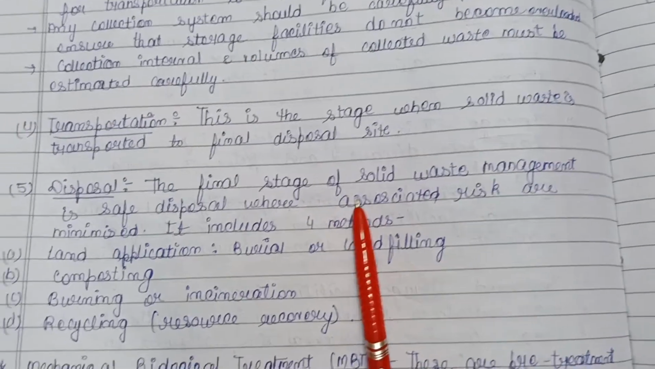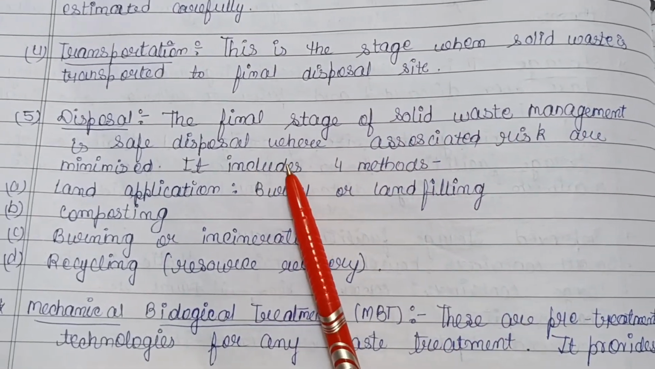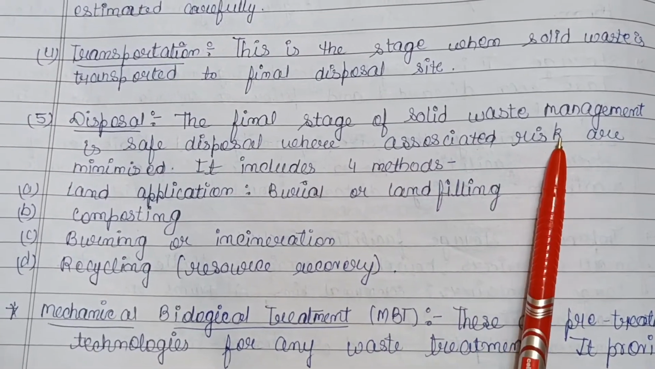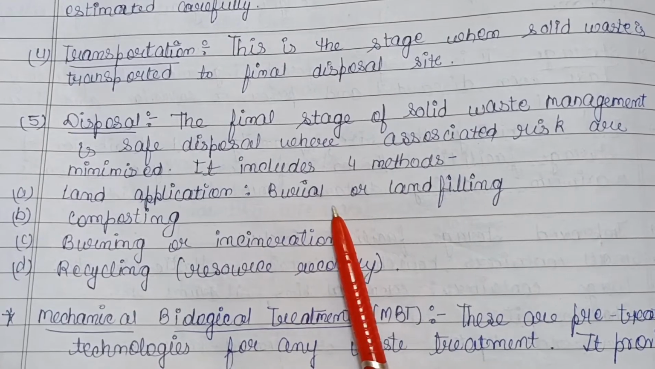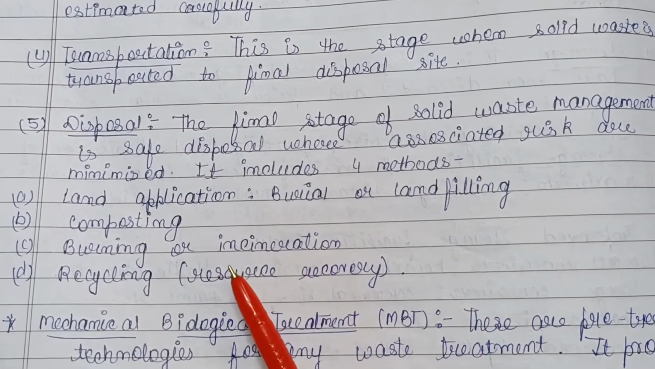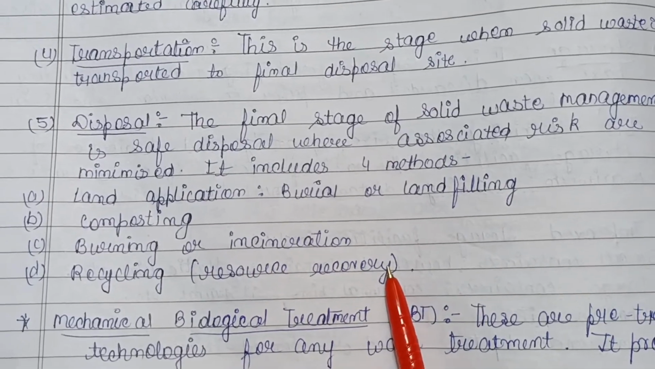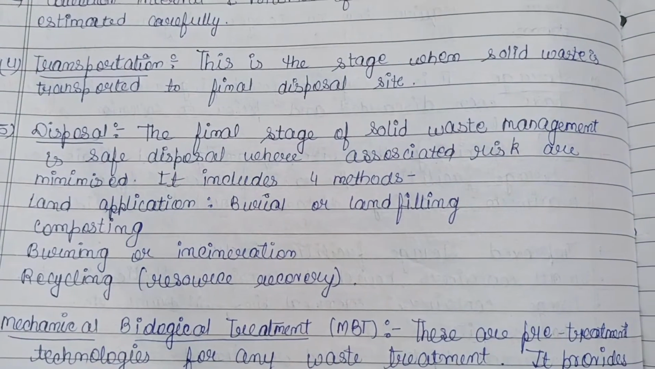And last, the disposal. The final stage of solid waste management is safe disposal, where associated risks are minimized. Methods include, for example, land application, burial or landfilling, composting, burning or incineration, and recycling, that is, resource recovery. Then the mechanical biological treatment, MBT method.